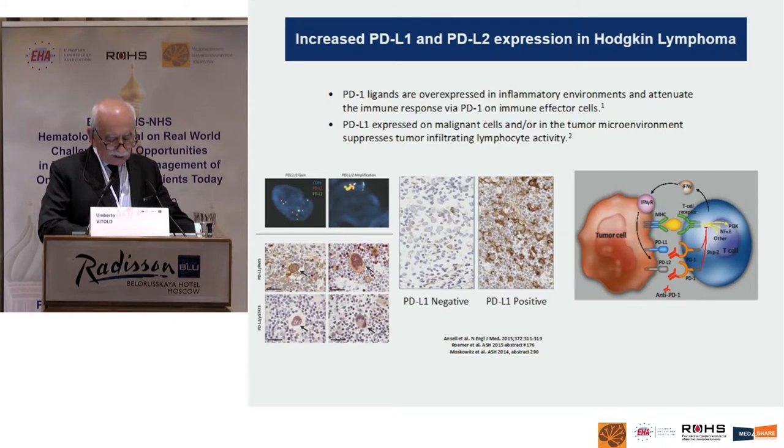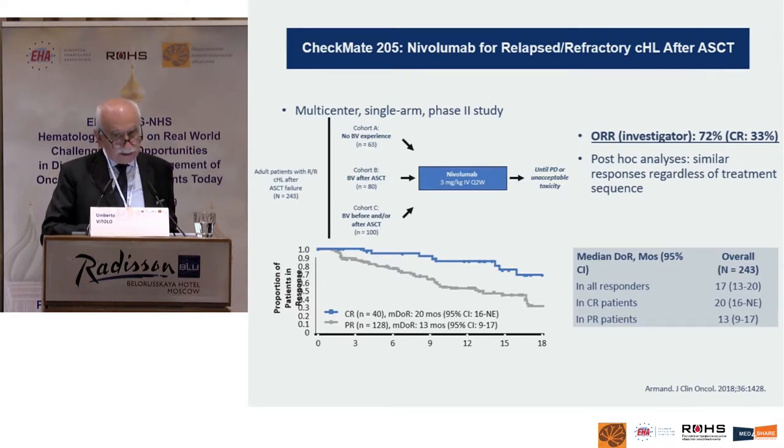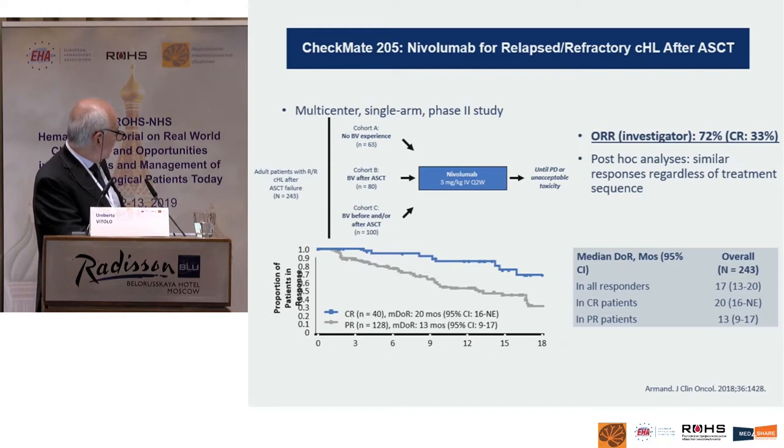lymphoma. Regarding the introduction of anti-PD-1 in the treatment of Hodgkin lymphoma patients, I will just briefly show you 2 slides. One is for nivolumab, in a phase 2 study in heavily pretreated patients, also relapsing after brentuximab vedotin and after autologous stem cell transplant. You can see from these slides that patients treated with checkpoint inhibitors have a very nice progression-free survival, mostly for the patients who achieved complete remission, but also for the patients who achieved partial remission.